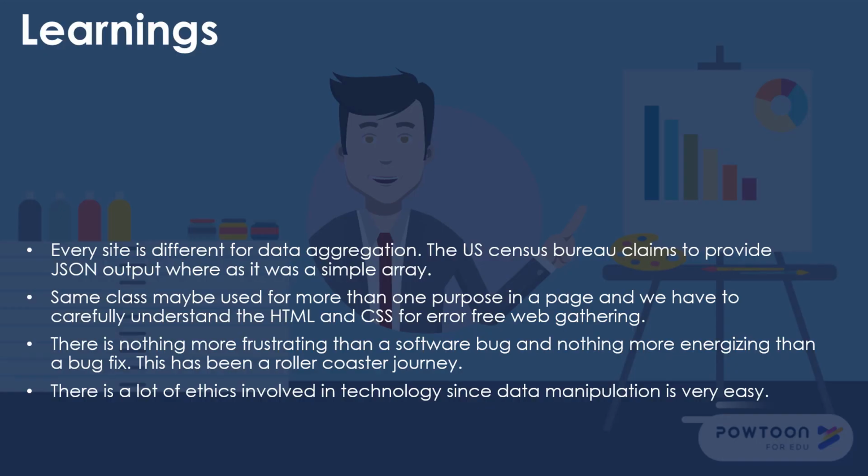The learnings from this class for this project specifically were how every site is very different in data aggregation. For example, the US Census Bureau claims to provide JSON, but it's actually a simple array. And in web scraping, the same class could be used for multiple purposes, and we have to be very careful and understand the HTML and CSS structure before doing the scrape. There's nothing more frustrating than a software bug, and there's nothing more energizing than a bug fix. So it has been a real rollercoaster journey. And there's a lot of ethics involved in technology, since data manipulation is very easy.